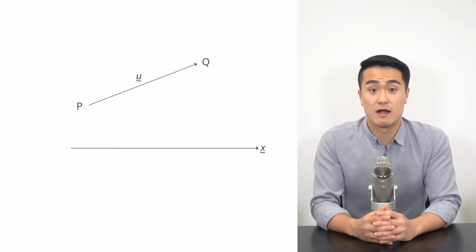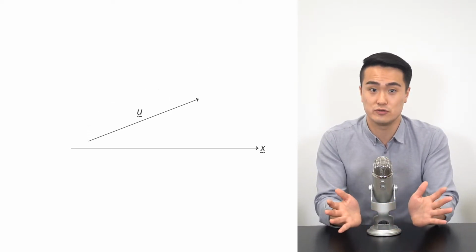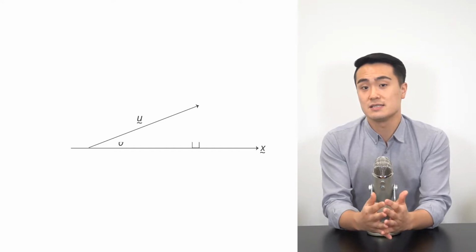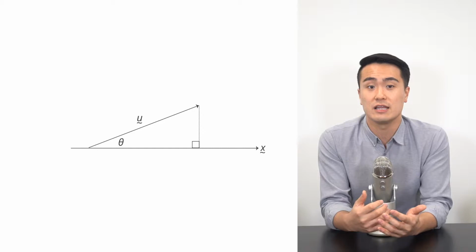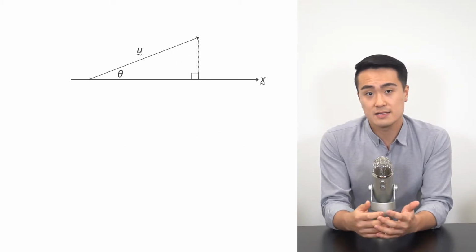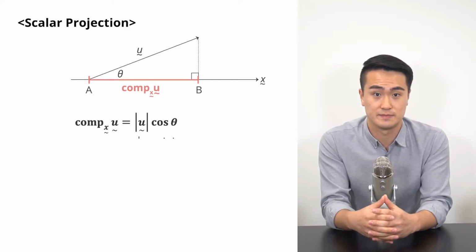Now, for us to derive a formula, let's draw an equivalent vector u so that the tails of the two vectors meet. This will create a right angle triangle, and using basic trig, we can calculate the length of the projection. Hence, the scalar projection is equal to the length of u times cos theta.